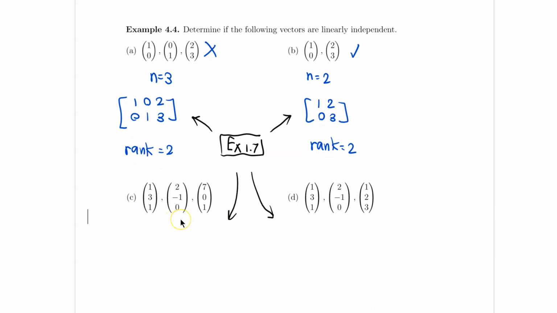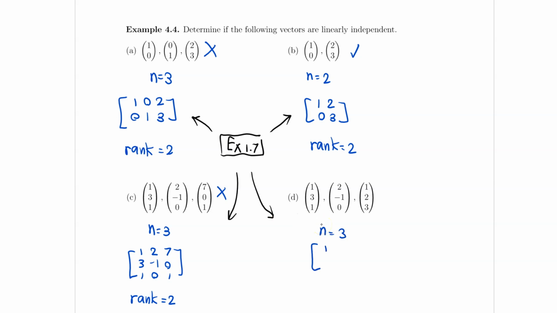Now for part C, I have 3 vectors, so my n is 3. If I were to form a matrix here, I'm going to get 1, 3, 1, and then 2, negative 1, 0, and then 7, 0, 1. Well, in the earlier example, we have already found the rank for this guy. Let me just say that the rank of this matrix is going to equal 2. So because the rank is not equal to n, I can conclude that these 3 guys are not linearly independent.